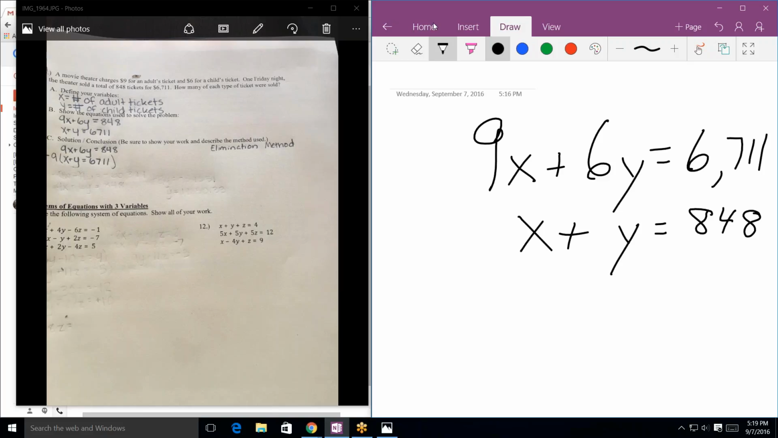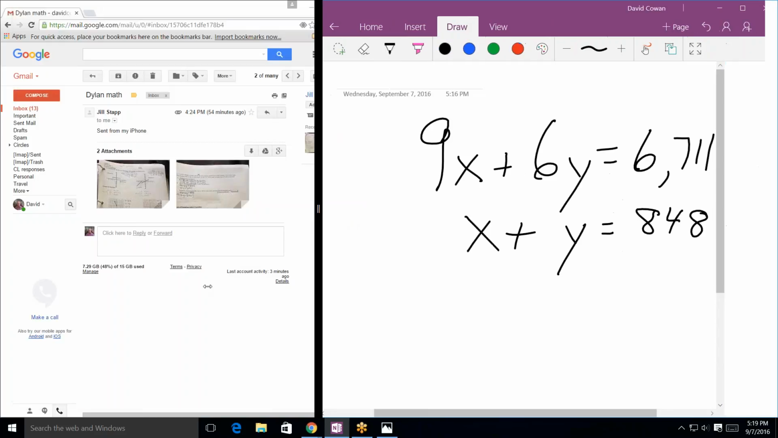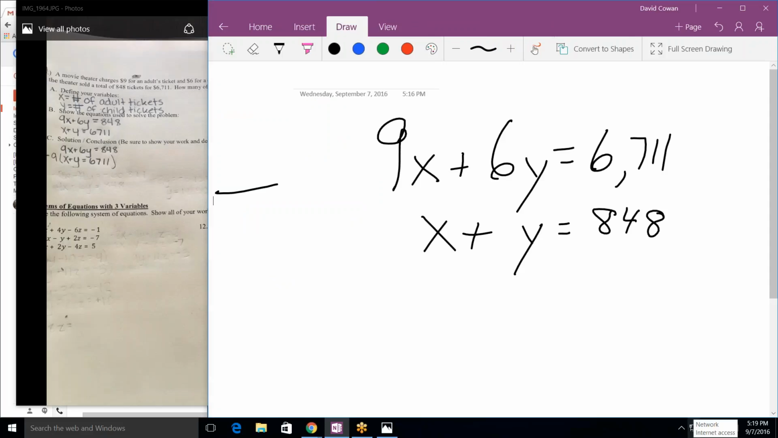Elimination method. Okay, good. Now we have 10 minutes. We can either finish solving this, or we could then look at one of these three equations and three unknowns. Sure. Yeah, that sounds good. I want to at least get you started on that. How do I solve this? If that's equation one, that's equation two. What's my first step?